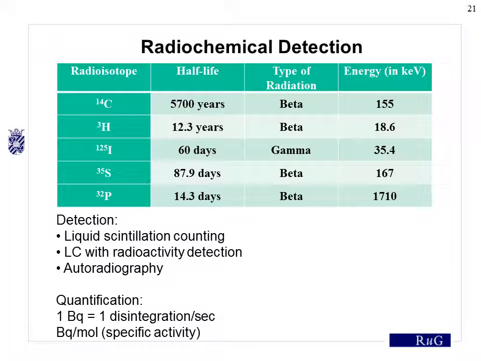The unit of quantification is the becquerel, Bq. A becquerel is simply one disintegration per second, that means one light flash, for example, in a scintillation counter per second. The specific activity of radioisotopes is measured in becquerel per mole. The higher this specific activity, the higher the sensitivity, ultimately, of the radio assay.